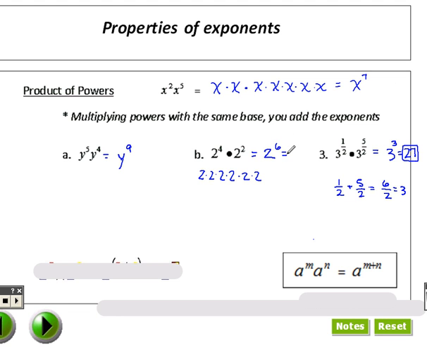2 to the 6th power, let's see, what is 2 to the 6th power? If you have something like 2 to the 6th power, you want to go ahead and multiply it out. So 2 times 2 is 4, 2 times 2 is 4, 2 times 2 is 4. 4 times 4 times 4 is 64.